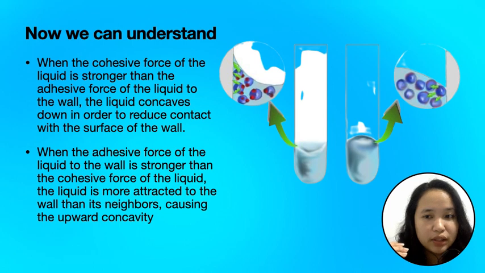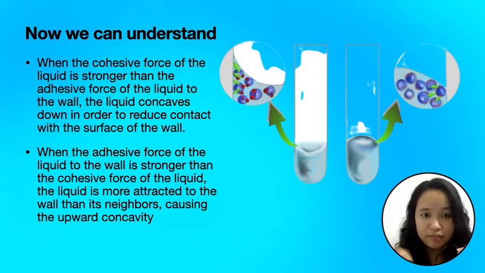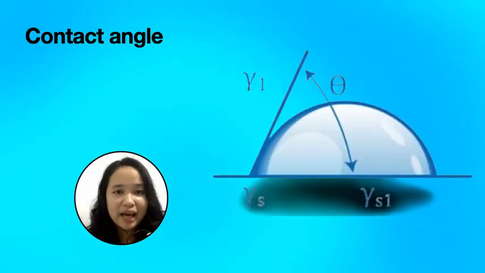In the case of water, the cohesive force is stronger compared to the adhesive force between the water and the wall, so its cohesive force with itself is stronger. Mercury, on the other hand, has a stronger adhesive force between the mercury and the walls of the tube compared to the force between mercury molecules. That's why it is more attracted to the wall, so it curves upwards.